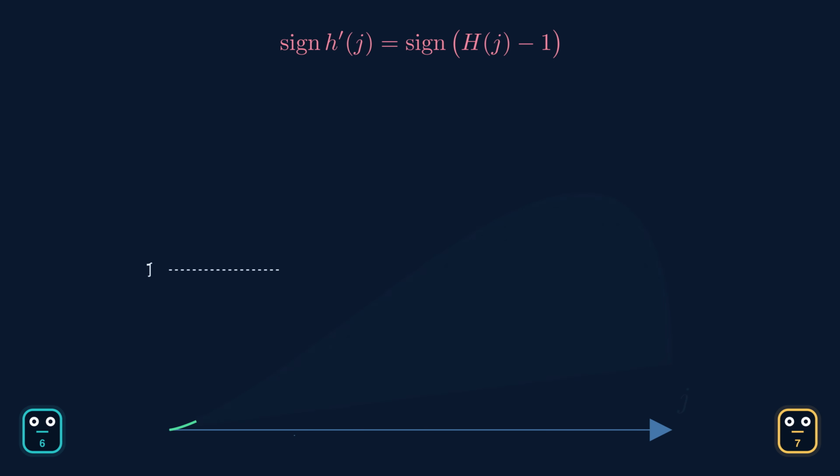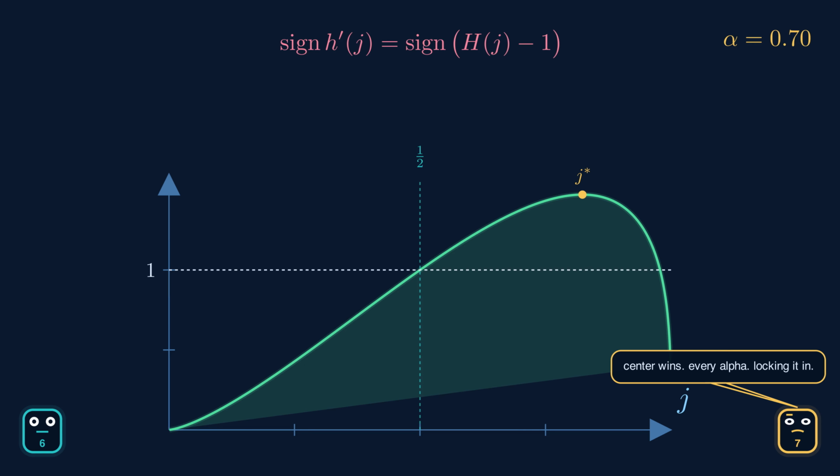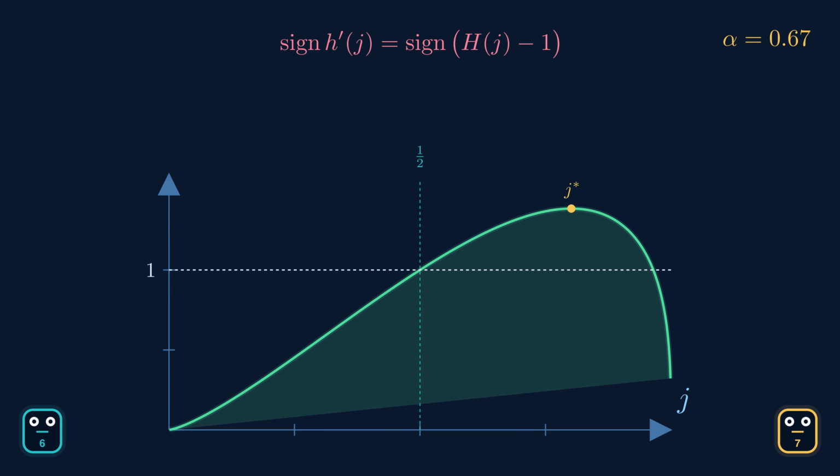And now big H is the nicest function ever. 0 at both ends, 1 bump. Two things I absolutely love about it. It's exactly 1 at the center for every alpha, and its peak sits right at 2 alpha over alpha plus 1. And quick before I show you, does the center stay the lowest point for every alpha?